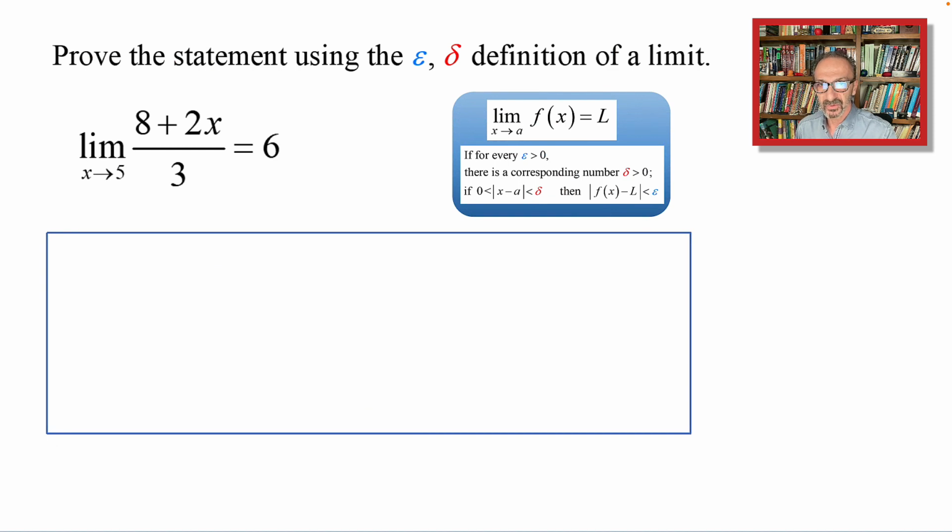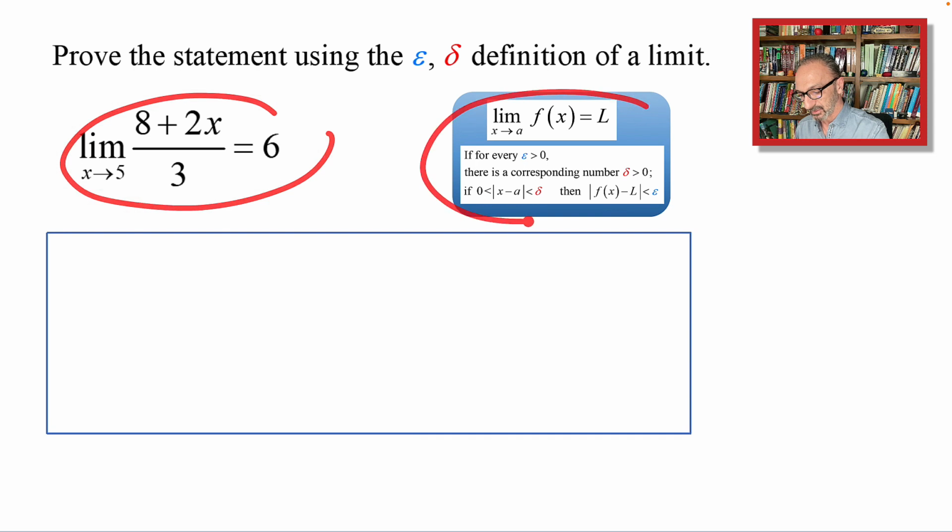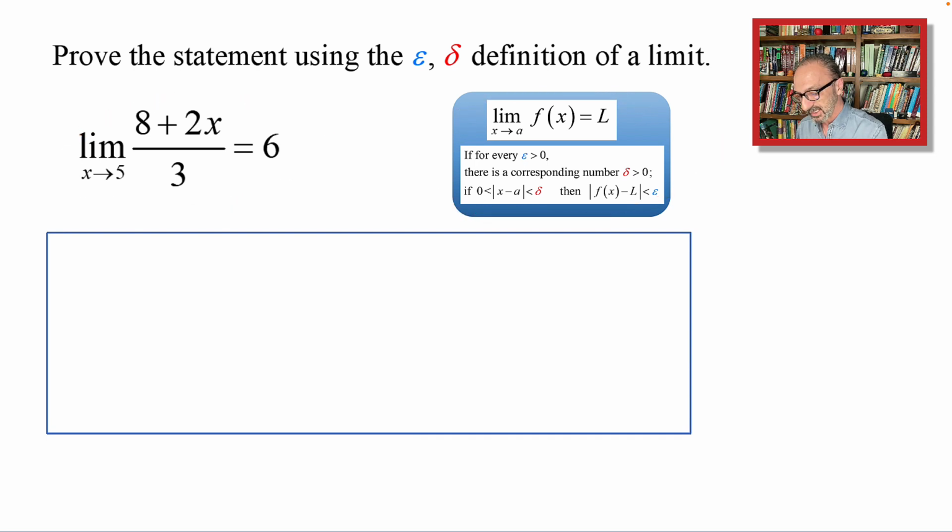To prove the statement using the epsilon delta definition of a limit, I need to make a connection between this right here and this right here. I could see that as x approaches a, here I have as x approaches 5, that says that a is 5. Since the limit is called L, and we have 6, that's my L. So in our problem, a is 5, and L is 6. Of course, that is my f of x.